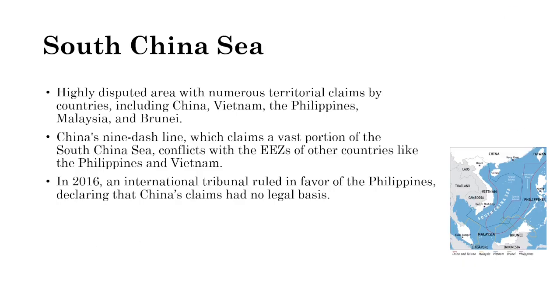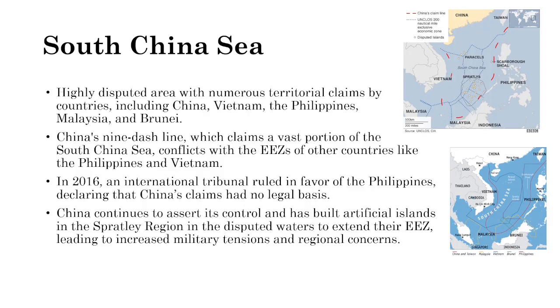Now, despite the ruling, China continues to assert its control, and it actually built artificial islands in the Spratly region, which is right off the coast of the Philippines and Vietnam, as you see here, very disputed waters. They're building these islands to claim that there's more land mass that's part of their country, and they want 200 nautical miles more of their EEZ, or just more EEZ in general, for more control and more resources. And that's led to a lot of military tensions as well as regional concerns.